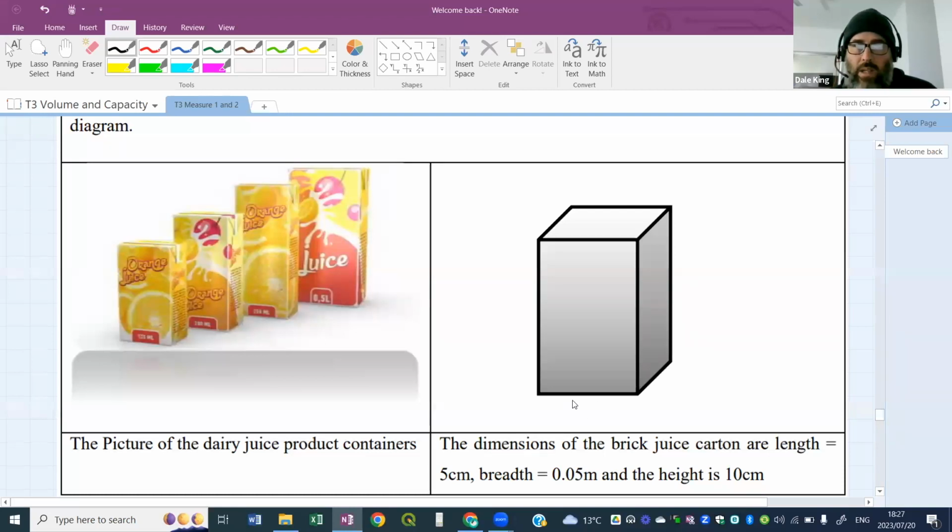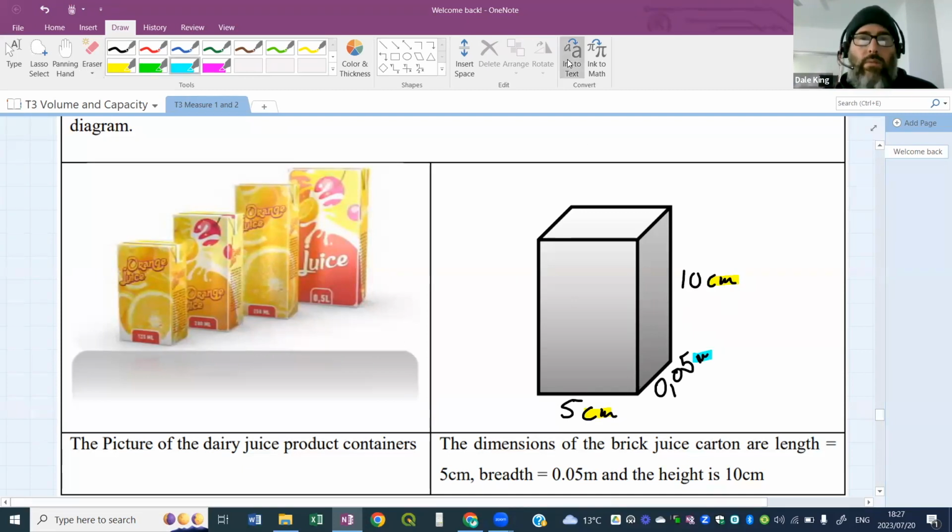So my length here, I'm going to say is the bottom, which is 5 centimeters. My breadth, they say, is 0.05 meters, and already we've got a problem because we have centimeters and meters in one question. It's no good. We can't have meters and centimeters. But anyway, let's carry on. The height is 10 centimeters. So 2 dimensions are in centimeters, highlighted in yellow, and 1 dimension is in meters.